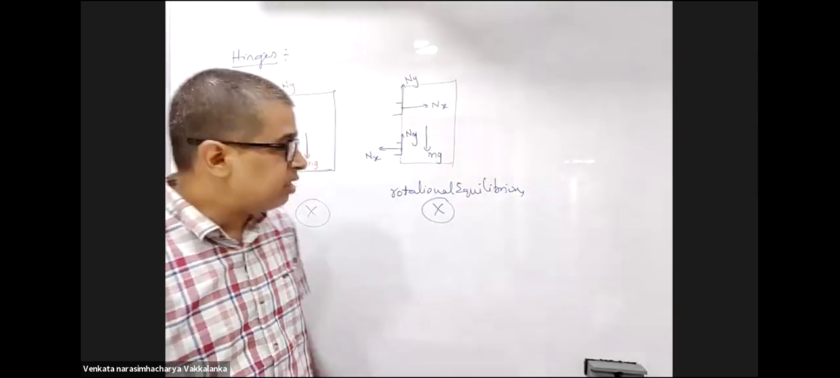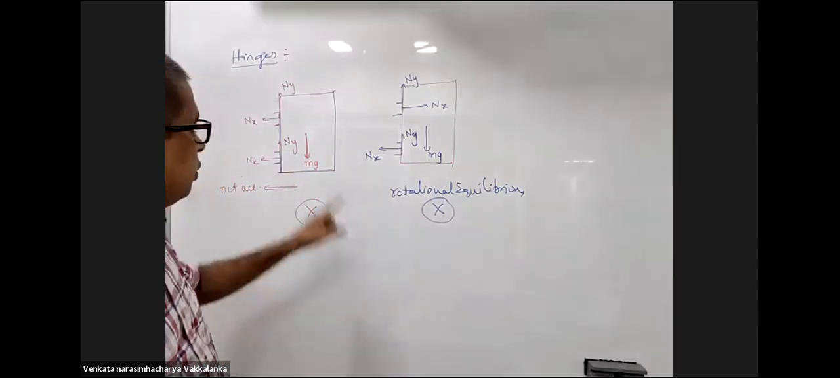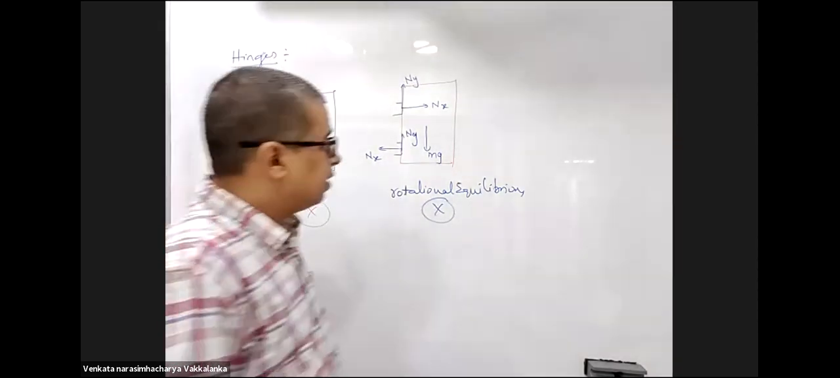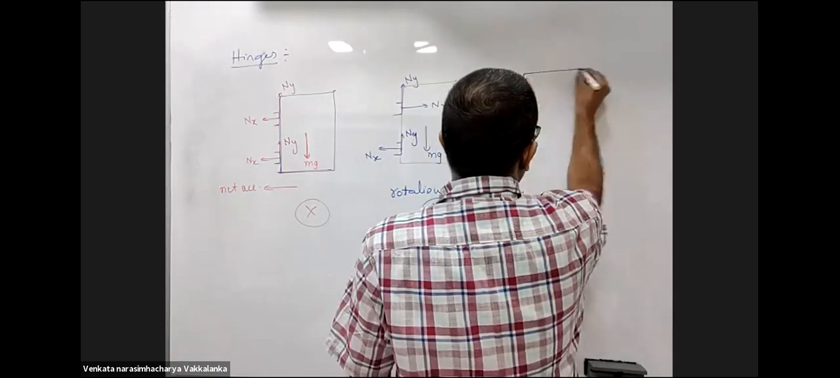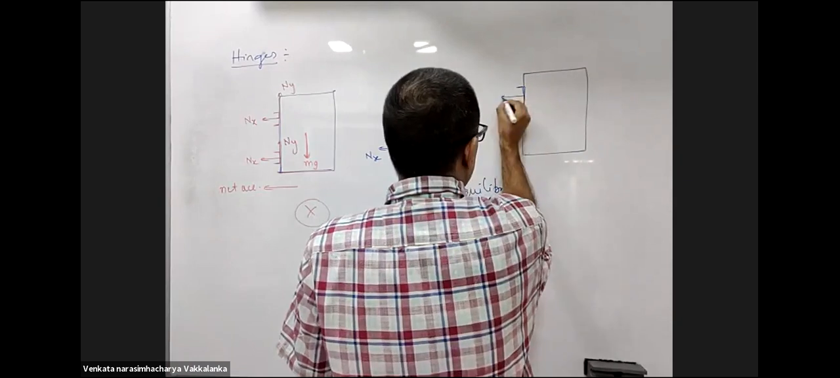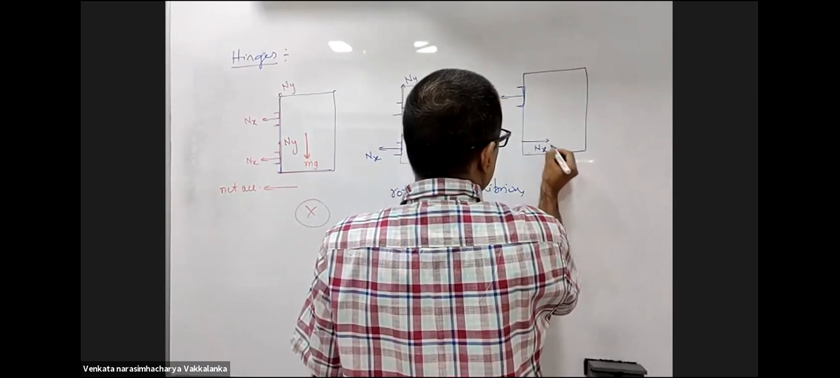You understood why this free body diagram will be wrong? Yes, sir. Now we come to the last option, which will be right. I take Nx this way and Nx this way.